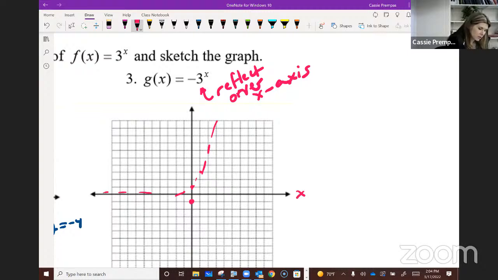So 0, 1 is going to go to 0, -1. 1, 3 is going to go to 1, -3. -1, 1/3 is going to go to -1, negative 1/3. And all of these are going to go down like that. I might want to show the reader, hey, it might look really close, but it's not actually touching y equals 0.